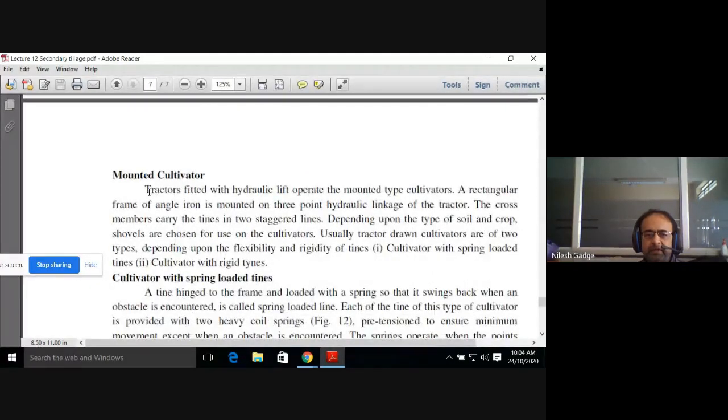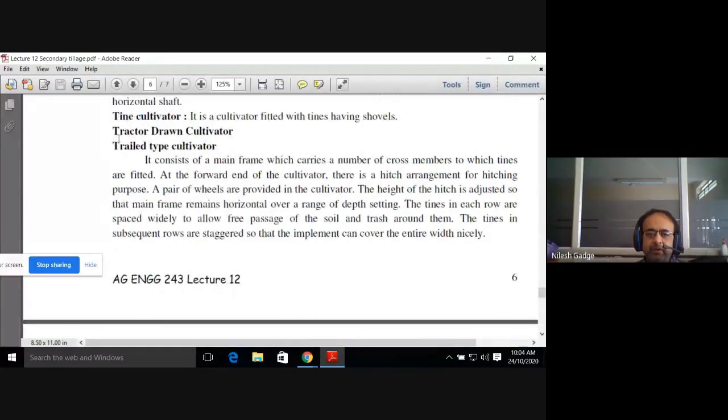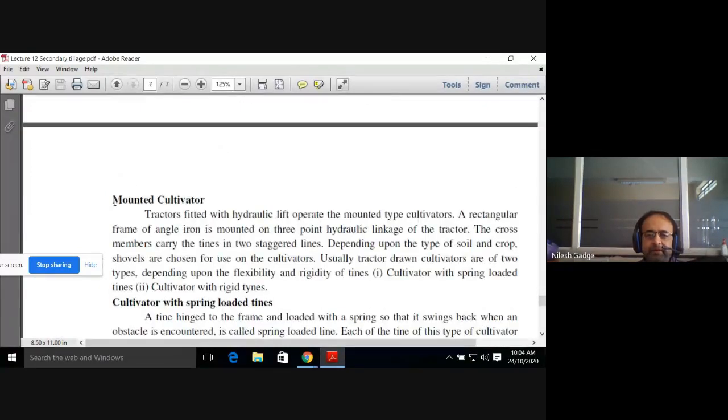So mounted cultivator: the tractors are fitted with hydraulic lift operation, which means hydraulic lift is not present in the trail type. The mounted type of cultivator is attached to the hydraulic control, the hydraulic lift operator is there, and it is fully controlled by the hydraulic unit. Trail type is not controlled by the hydraulic unit, okay, and not controlled by the steering system. Mounted is controlled by the steering system. A rectangular frame of angle is mounted on the 3-point hydraulic linkage of the tractor. The cross member carries two staggered lines depending upon the type of the soil and crop.